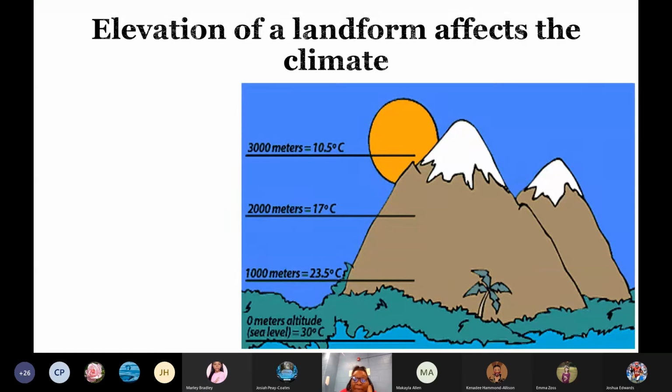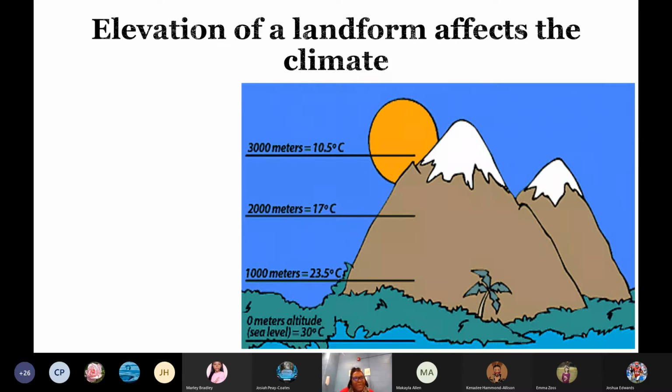As I go up the mountain, it's talking about the meters high. So 1,000 meters, 2,000 meters, 3,000 meters. But look at the temperature in degrees Celsius. At the ground, it's 30 degrees Celsius. And at the top of the mountain, it's 10.5 degrees Celsius. So that tells us some things. The higher I go up that mountain, the lower my temperature will become.